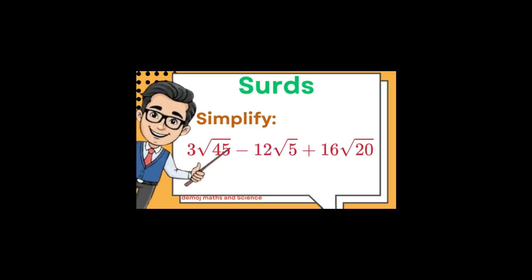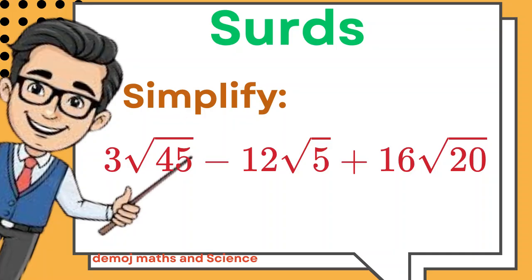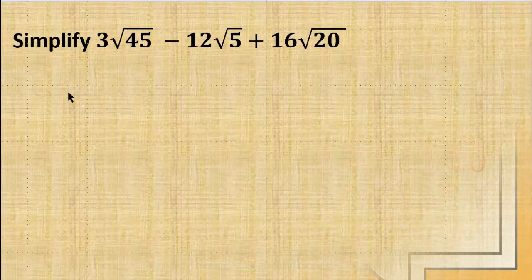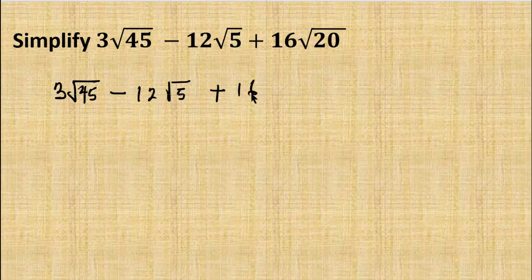I have this expression that can help us see how much of surds you can remember. I'll be glad if you pause this video, take a look at this expression, and come back to see my solution. Hi, welcome back. Now, our question says we have 3 root 45 minus 12 root 5 plus 16 root 20.